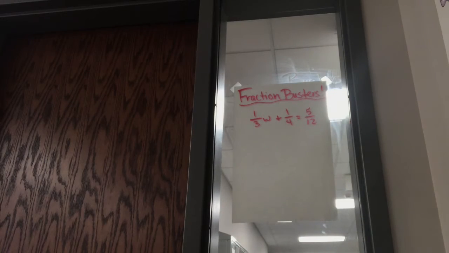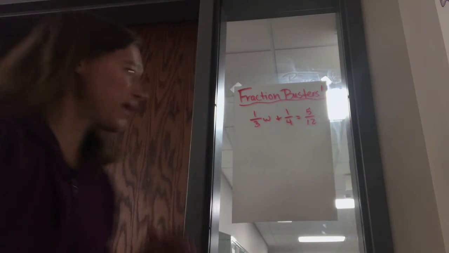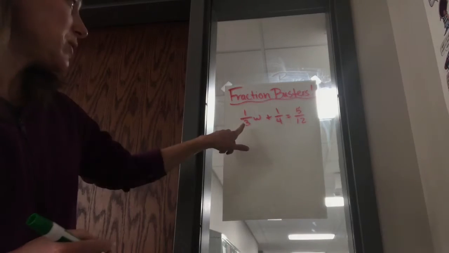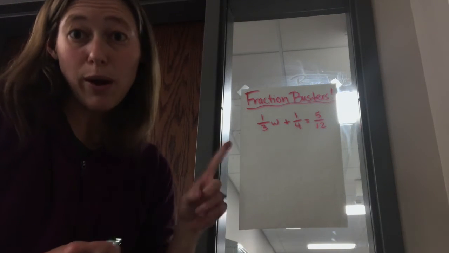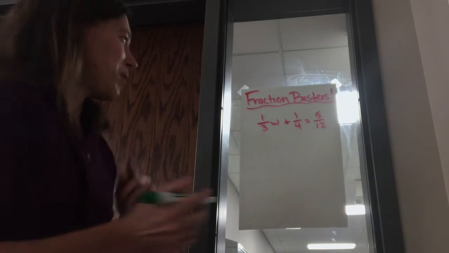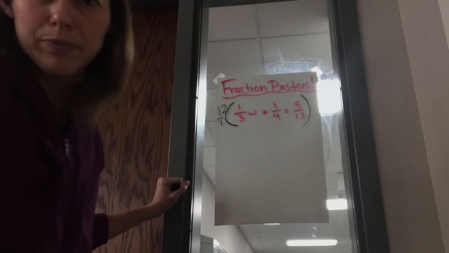If there's something strange in your equation, who are you gonna call? Fraction busters. Okay, so let's look at this problem right here. Let's look and see 3 and 4 and 12. They're all factors of what? 12, yes. We're gonna multiply each piece by 12, or 12 over 1.